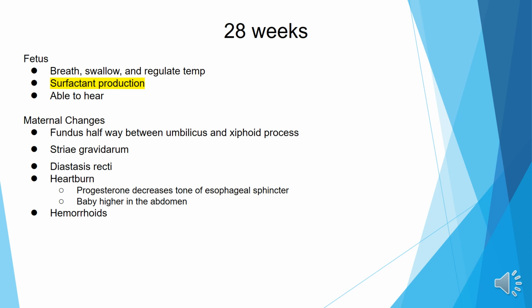Diastasis recti starts to be a problem around this point in time, so we can have that separation of those abdominal muscles. Heartburn: progesterone decreases the tone of the esophageal sphincter, so on the rise, your progesterone will cause heartburn. So sadly, it's not because your baby has a lot of hair, but also, that baby becoming higher in the abdomen is putting actual pressure on the stomach and pushing acids up into the esophagus. So not a good time, probably the worst heartburn of your life.